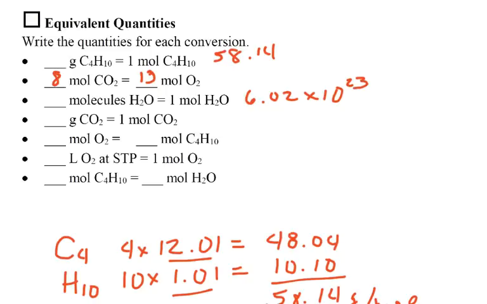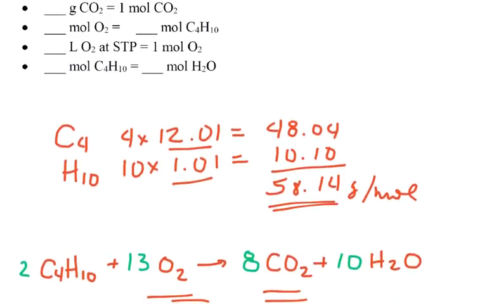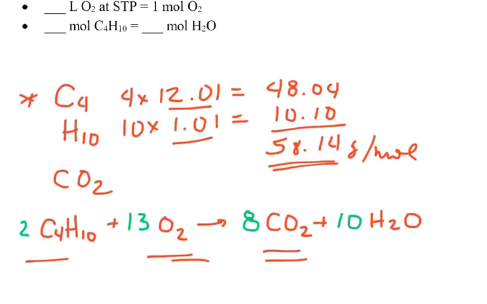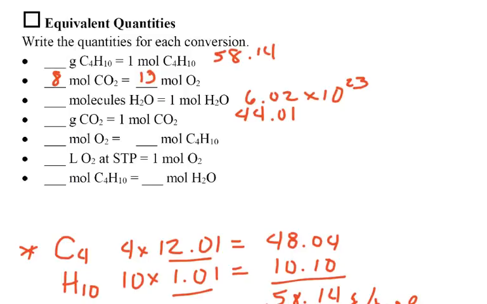Okay, grams of CO2, well, we have to do similar to what we did here. So we know that, for CO2, that's 12.01 plus 2 times oxygen, which is 16. So altogether, that's going to be 44.01 grams for 1 mole. Moles of O2 and moles of C4H10. Okay, we have O2 and C4H10, that's 13 to 2.